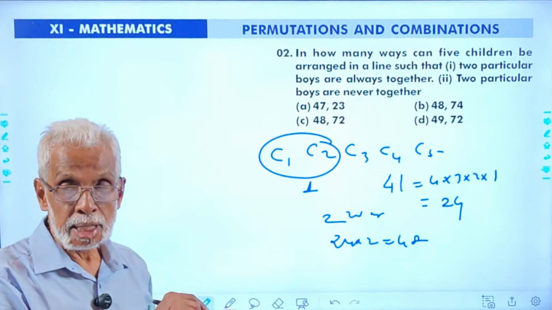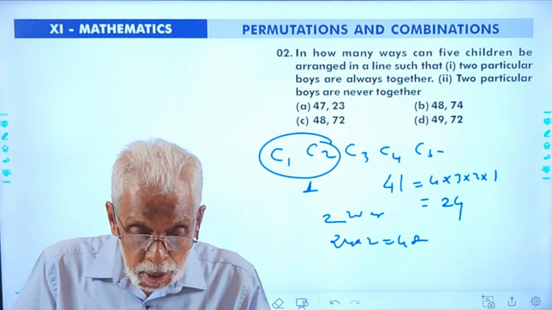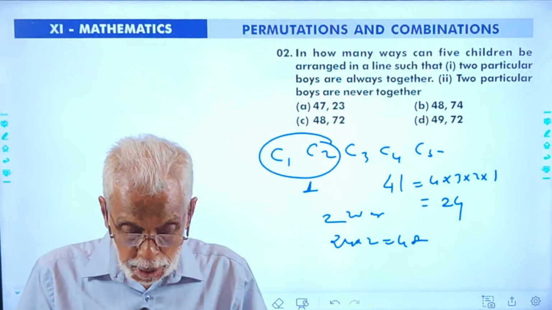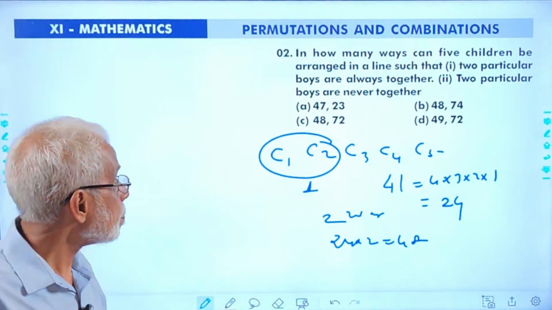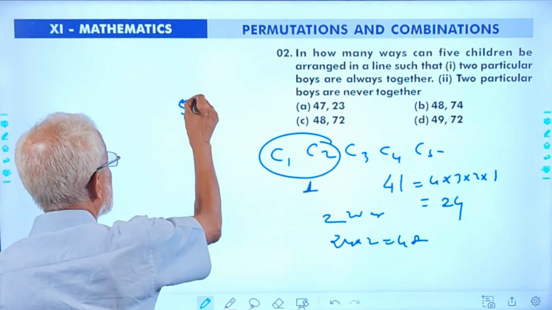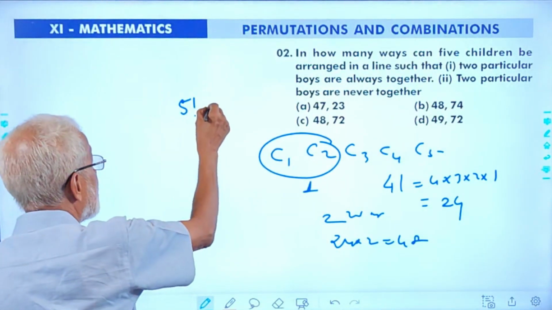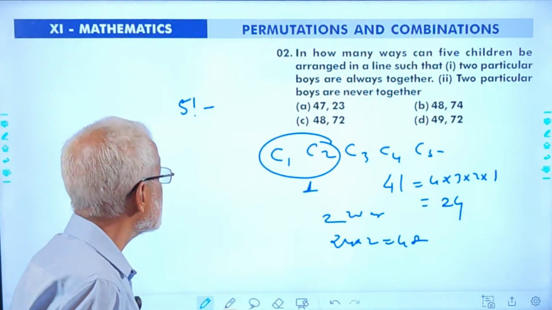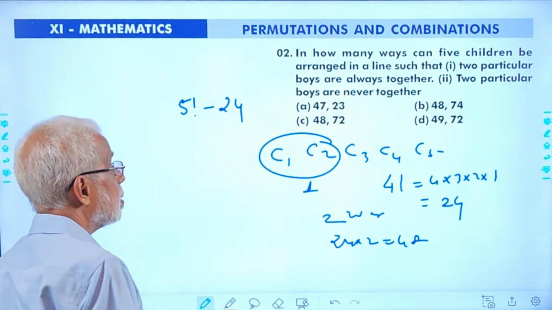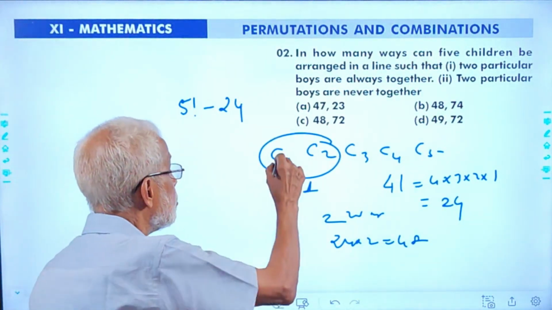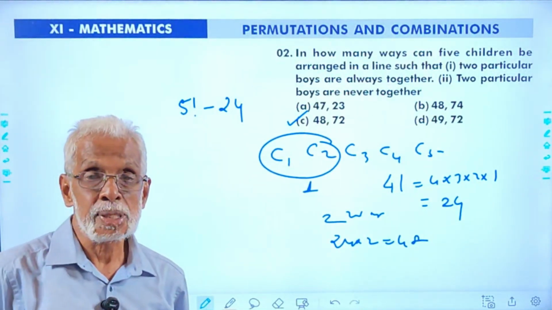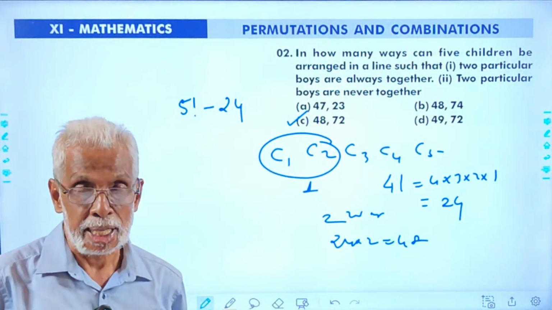Then come to the second part. 2 particular boys are never together. Total ways 5 factorial. 2 particular boys are always together is 24. Therefore, the correct choice is 48 and 72. 5 factorial minus 24 gives 72. C choice is the correct one.